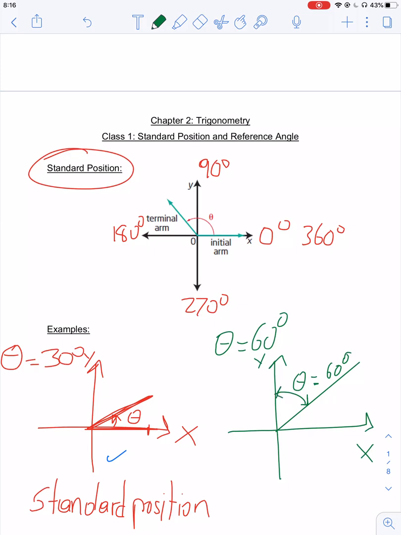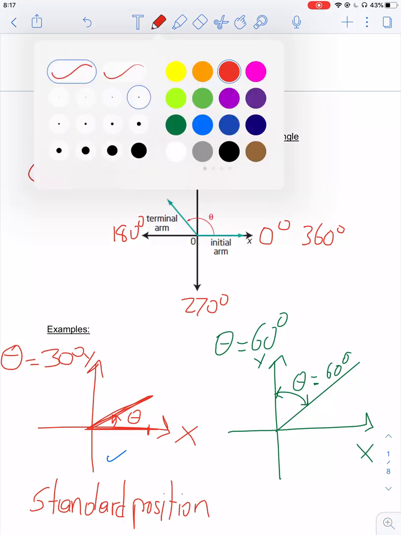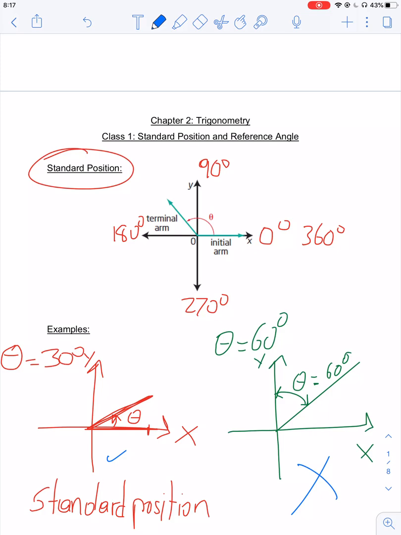But you see, the problem over here is this is not in standard position, okay? In standard position, your angle has to start from the positive x-axis. It has to start from here and then go to your terminal arm, okay? So in standard position, your angle would be 30 degrees, not 60, because remember, 30 and 60 add up to 90, since this is a right angle. So this is not in standard position. The 60 does make sense, but it's not in standard position. So I'm just going to cross this out. This one is in standard position, but this one is not.